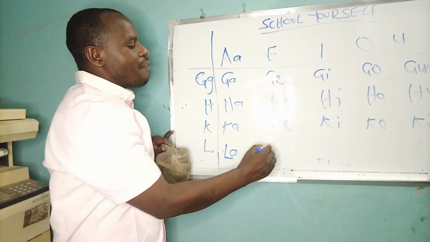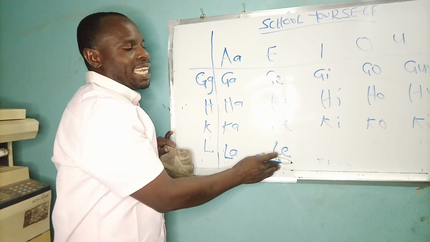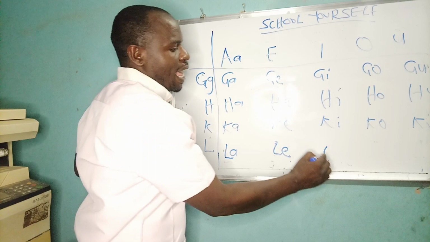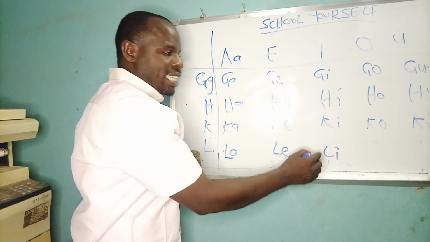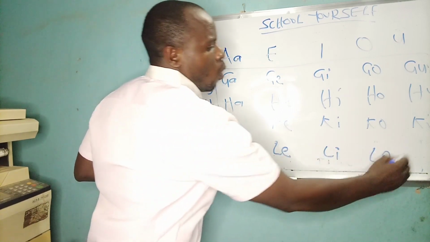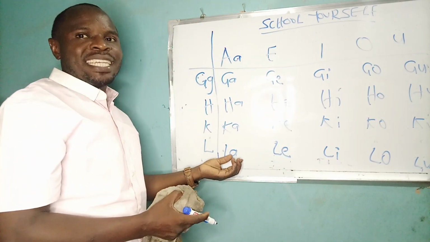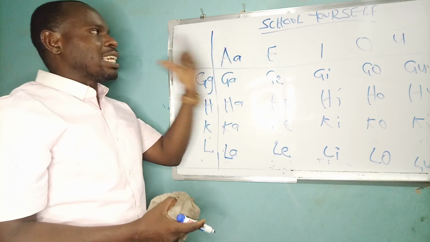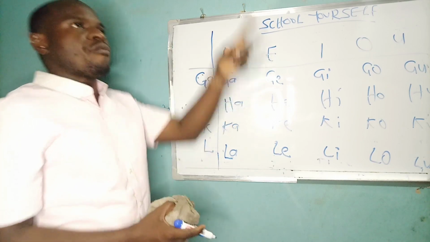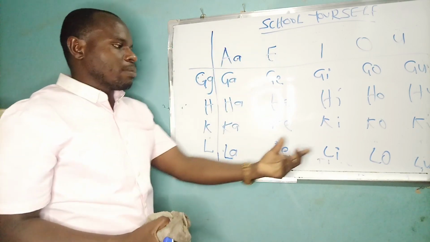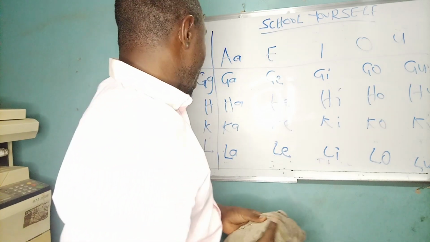La. Having L with E sound, that's le, but that's E. L with I, that's li. L with O, lo. L with U, lo. So L, A is la, because A is what? A sound. Let your mind easily go to sound. A for A, that's la. L, E, le. L, I, li. L, O, lo. L, U, lo.